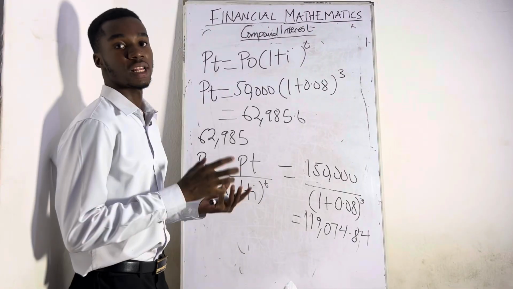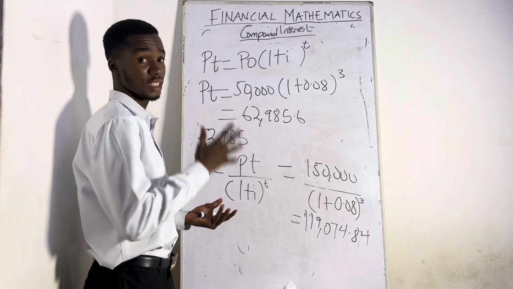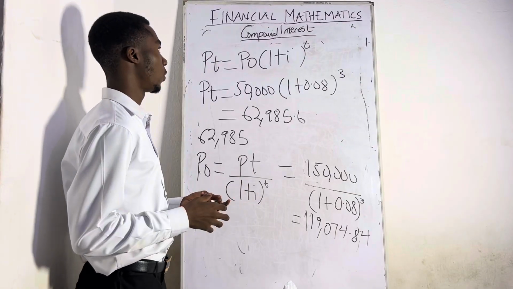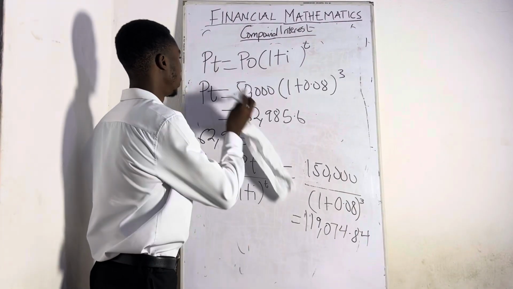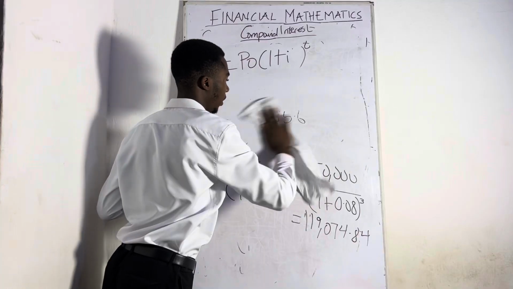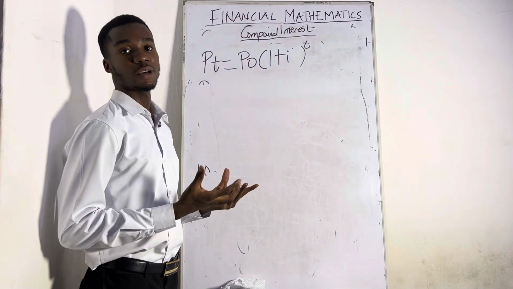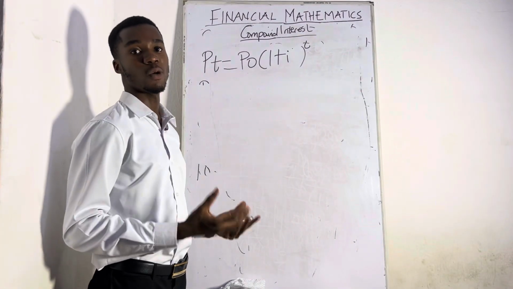You get it. So the last thing you're going to look at under compound interest is monthly compounding. So let me clean the board and explain what monthly compounding is.